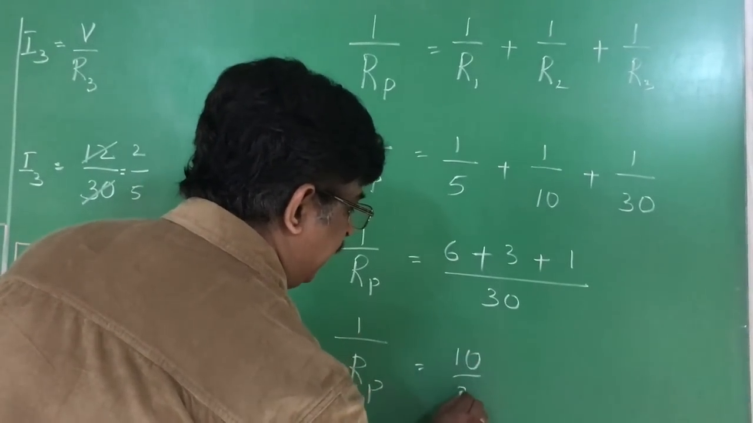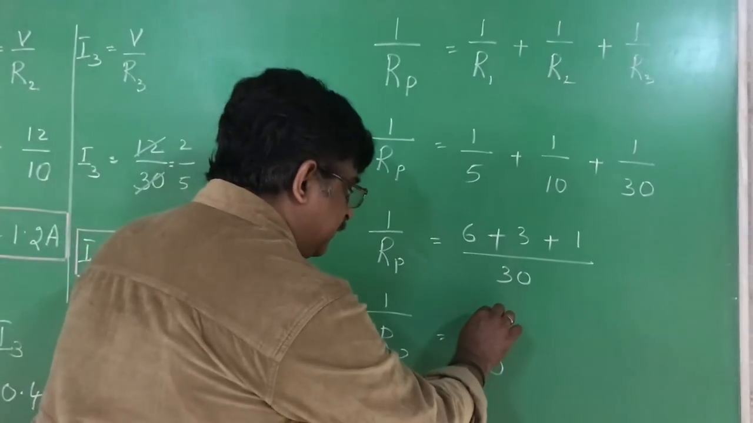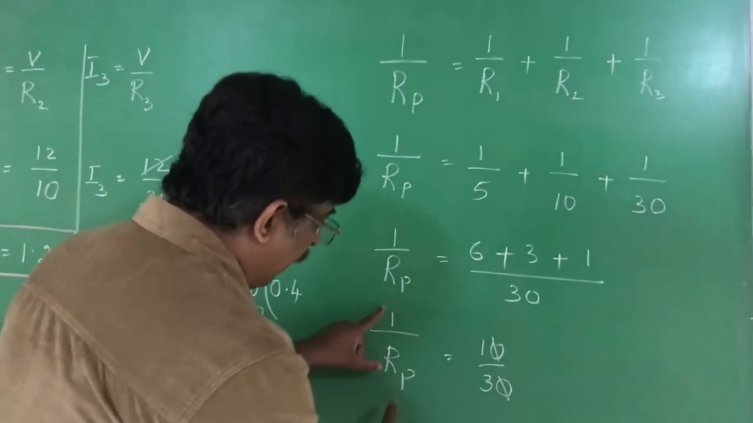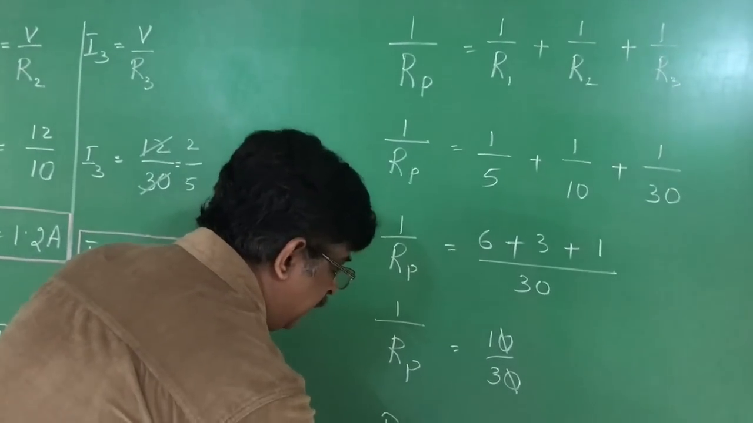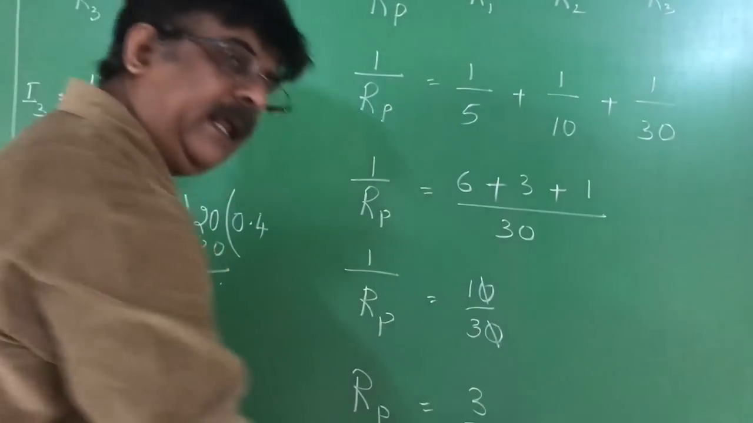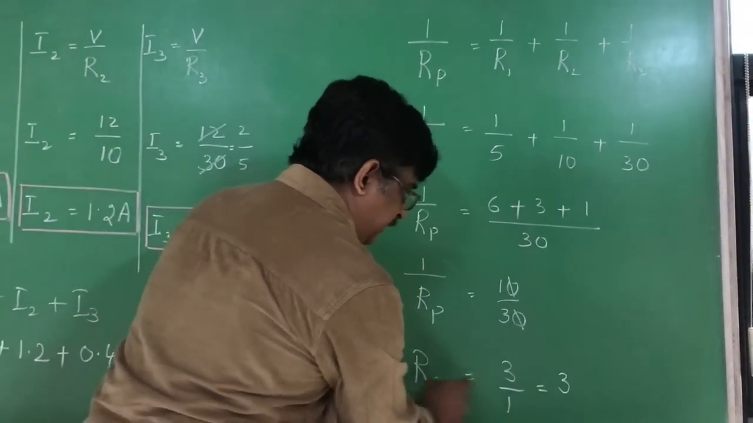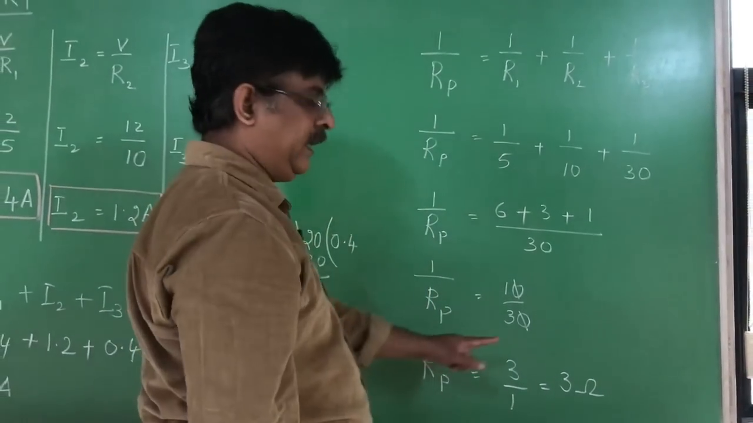10 by 30. Now I cancel 0, 0. It is 1 by 3. 1 by Rp is equal to 1 by 3. Then Rp is equal to, you have to take the reciprocal of that. That is 3 by 1, which is 3. Which is the unit of resistance? Ohm. Therefore, the total resistance of the circuit is 3 ohms.